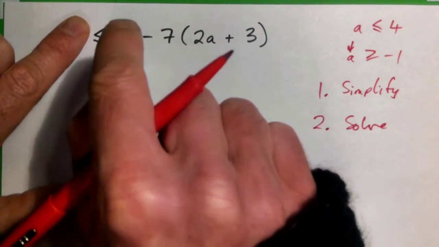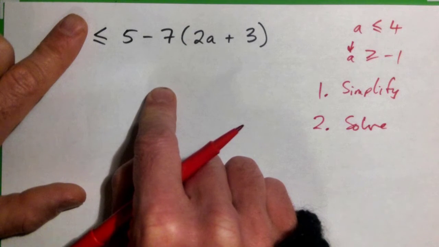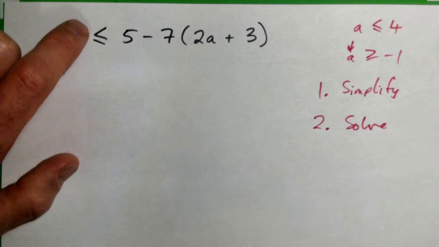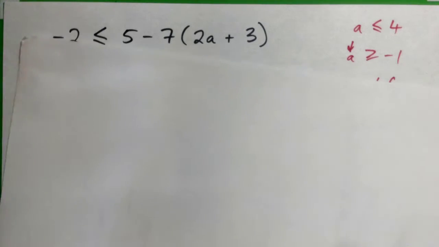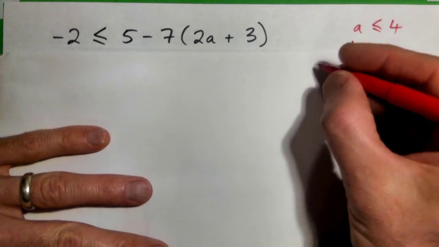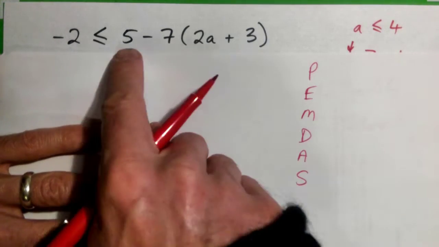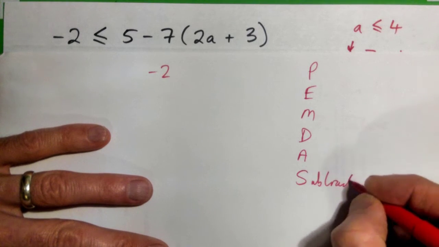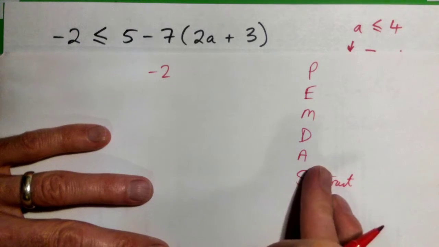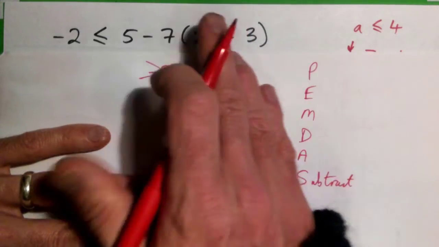So can we just go 5 minus 7 and get negative 2? Why not? Right, you didn't apply the distributive property. Also, thinking about PEMDAS, the first thing we did there is we subtracted to get negative 2. You can't start with subtraction when you're thinking about order of operations. That is wrong. That would mess it all up.